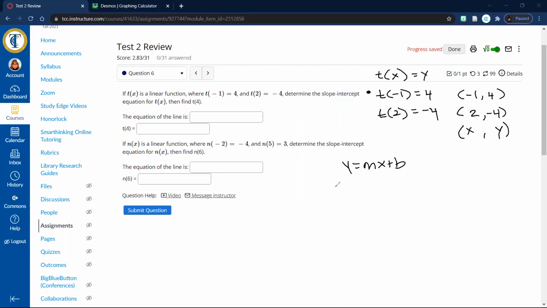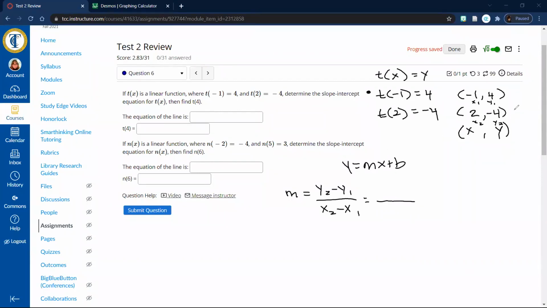So if we have 2 points and we need to know y equals mx plus b, what formula are we using? Slope. Yeah, you got it. And our slope is y2 minus y1, or vice versa, over x2 minus x1, or vice versa. I'm going to make this our x1, y1, and make this our x2, y2. It doesn't matter which one you do, as long as you keep it the same when you write it down.